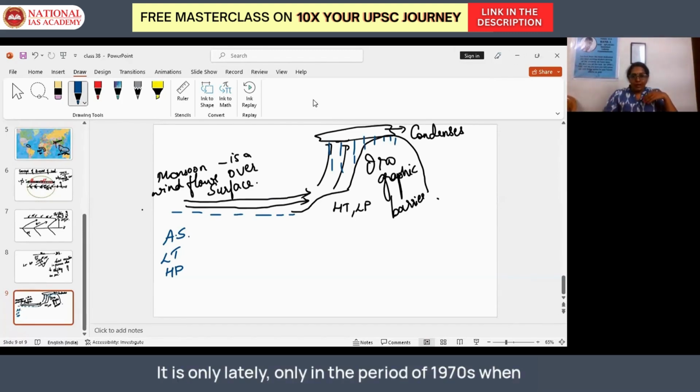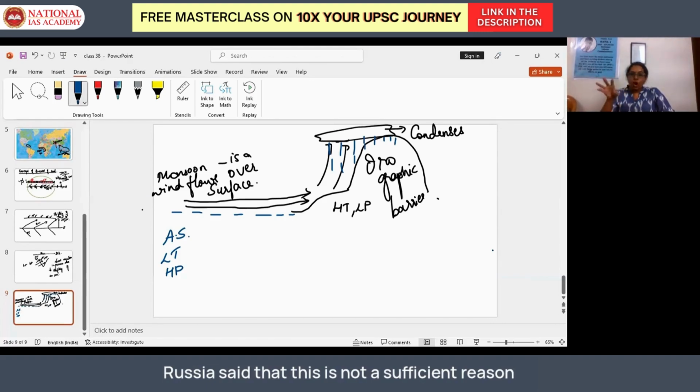It is only lately, in the 1970s, that Russia said this is not a sufficient reason for explaining the reversal of wind direction and penetration deep inside India up to 3,000 kilometers. It is not happening anywhere else in the world. It is a phenomenon only in India, which is very, very special. And why is it happening? We have to look at it.